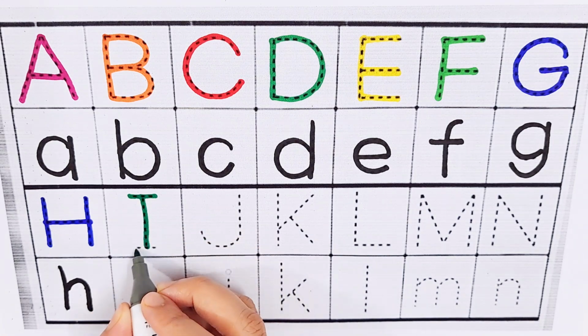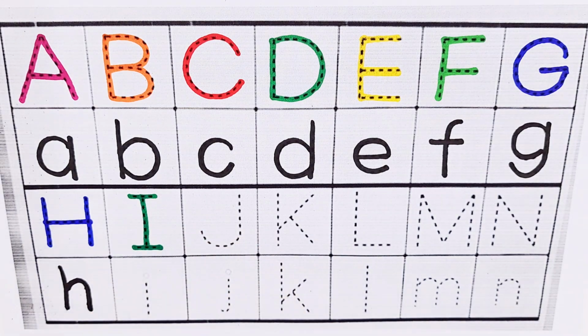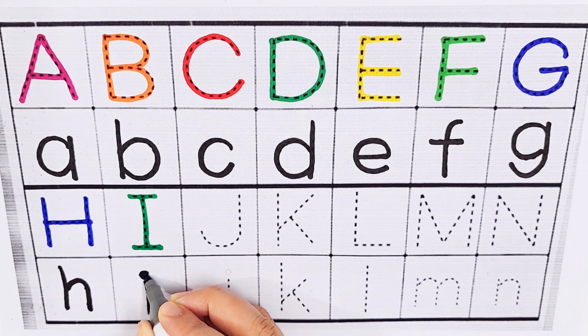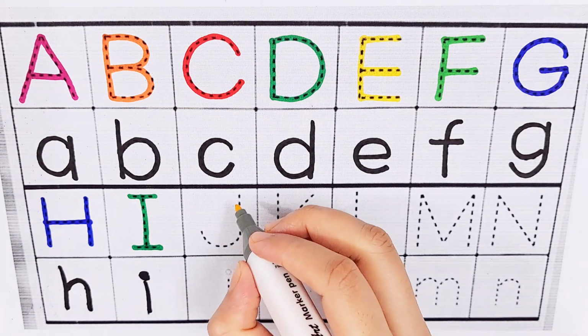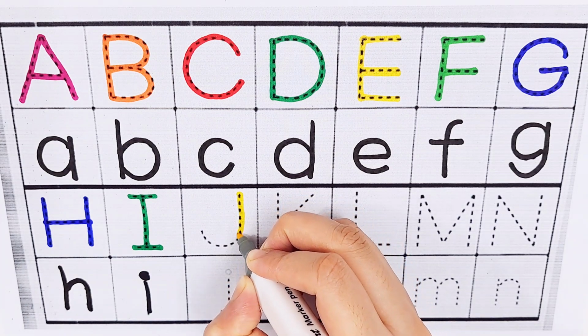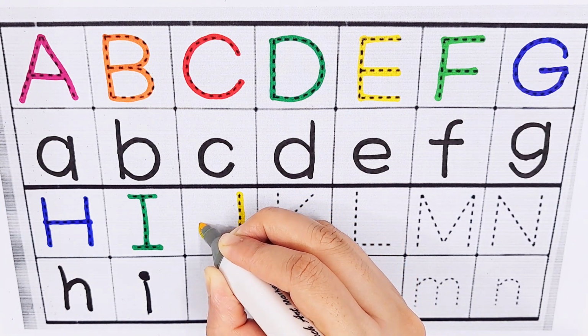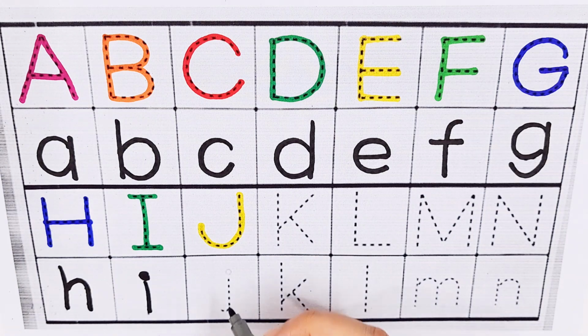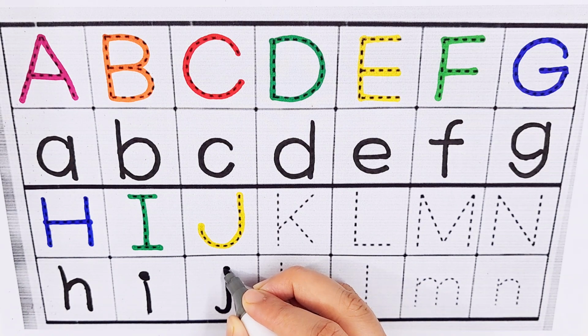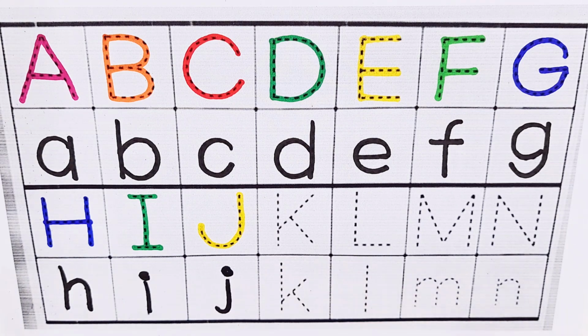I for insect. I for iron. J for jelly. J for jellyfish.